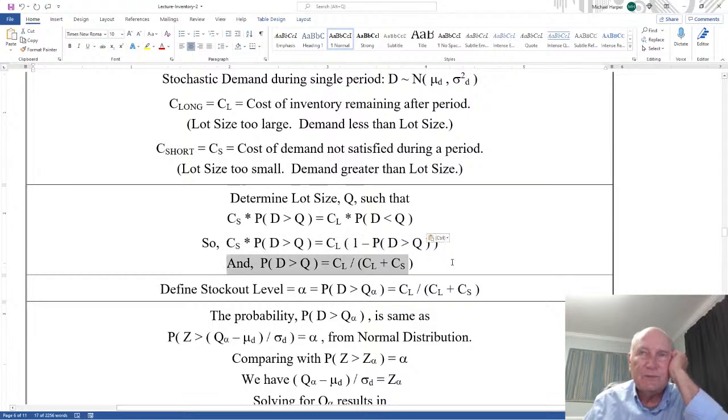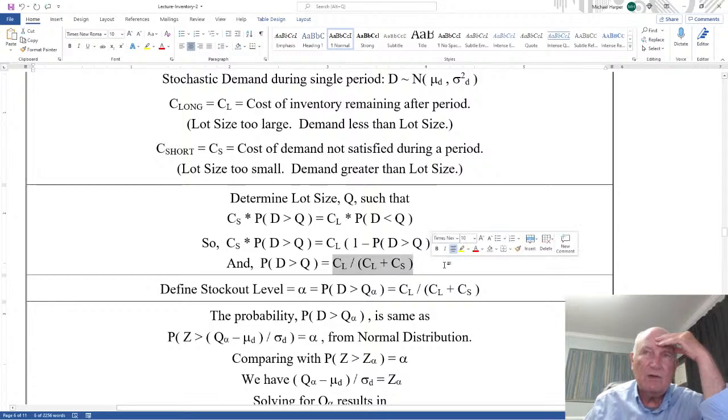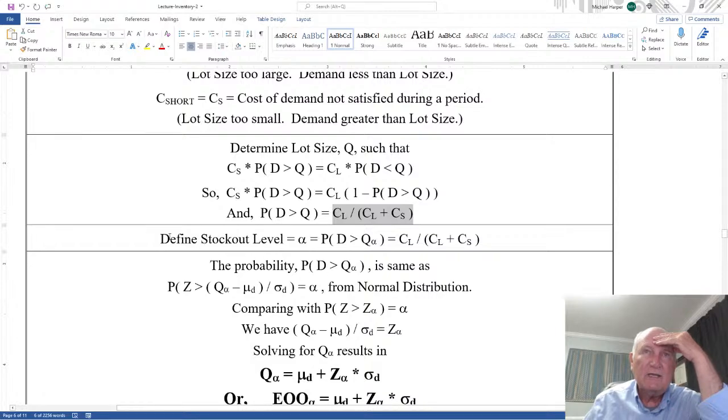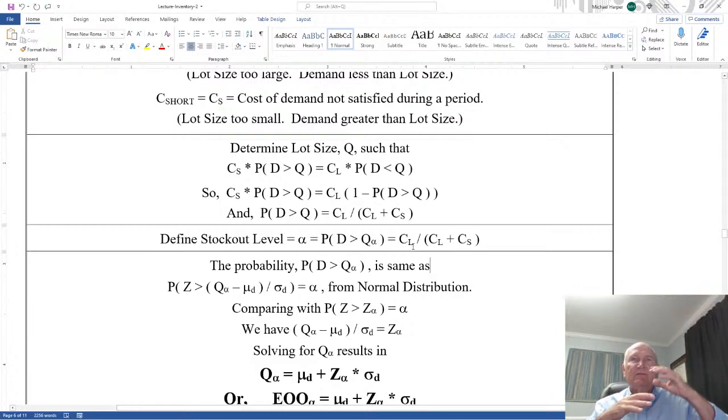Okay, so I can rearrange these where the short cost equals the long cost, and then collect terms. And here I have an expression for my stockout level, the probability of demand being greater than Q. That's the same as my long cost divided by the long cost plus the short cost. So I can define my stockout level by that ratio. Interesting. So when I define my costs, that will determine my stockout level, which will determine my EOQ.